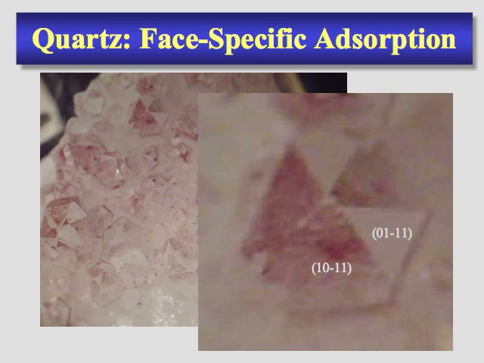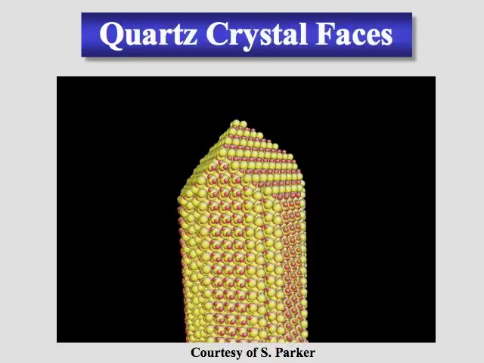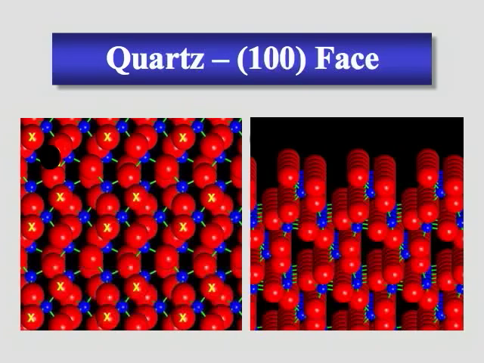Here's a wonderful drawing by Steve Parker, which sort of shows a quartz crystal with its different surface structures. You can see that every face has a different termination with yellow oxygens and red silicons. I've been doing this as well. Here we have oxygen shown in red. The X's mark the atoms that are closest to the surface, and you'll see that here's the termination of a quartz 100 face. That's the prismatic faces of the quartz.